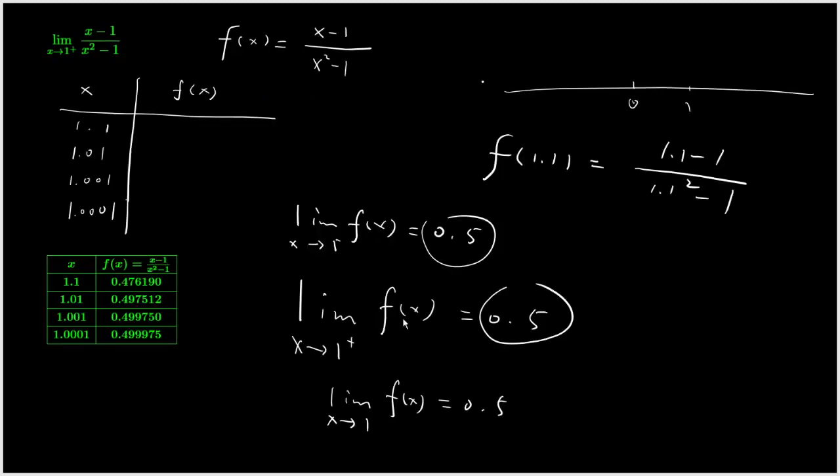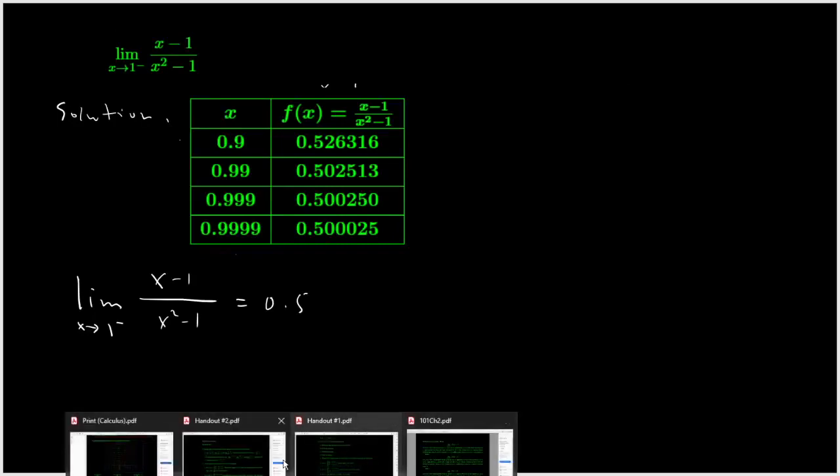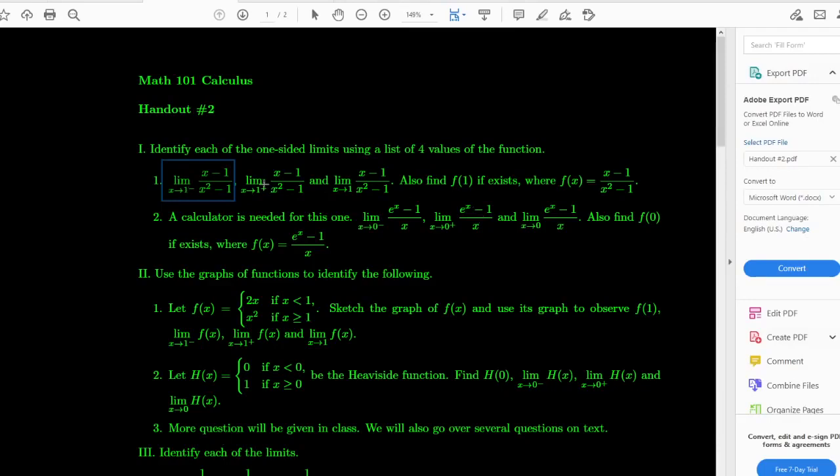I was trying to say it's because two one-sided limits are equal, so 0.5, the limit of the function is also 0.5. If you look at the handout, I was trying to answer the third question.